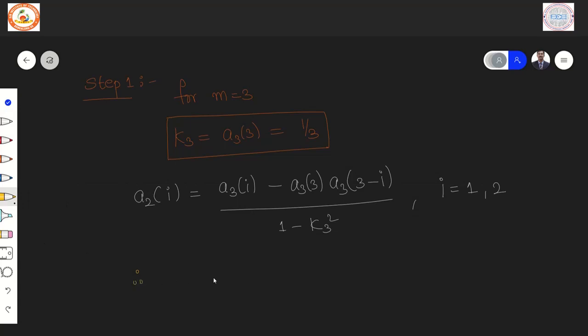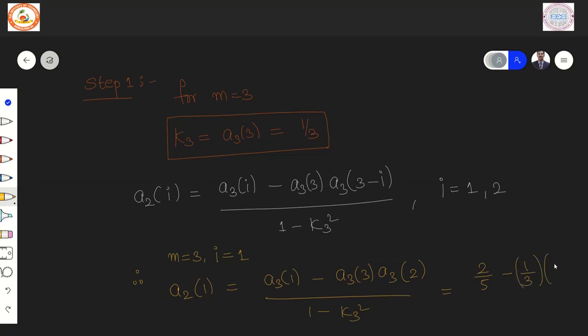Therefore, when you take the value as 1, we are considering now m value is 3 already and the i value is 1. The equation now becomes A2 of 1 equals A3 of 1 minus A3 of 3 into A3 of 3 minus 1, it's 2, divided by 1 minus K3 square. The next part would be substituting the values. So we can substitute and then simplify. This is 2 by 5, this is 1 by 3 multiplied by A3 of 2, which is 3 by 4 from the data, divided by 1 minus 1 by 3 the whole square. So here we take the whole square.